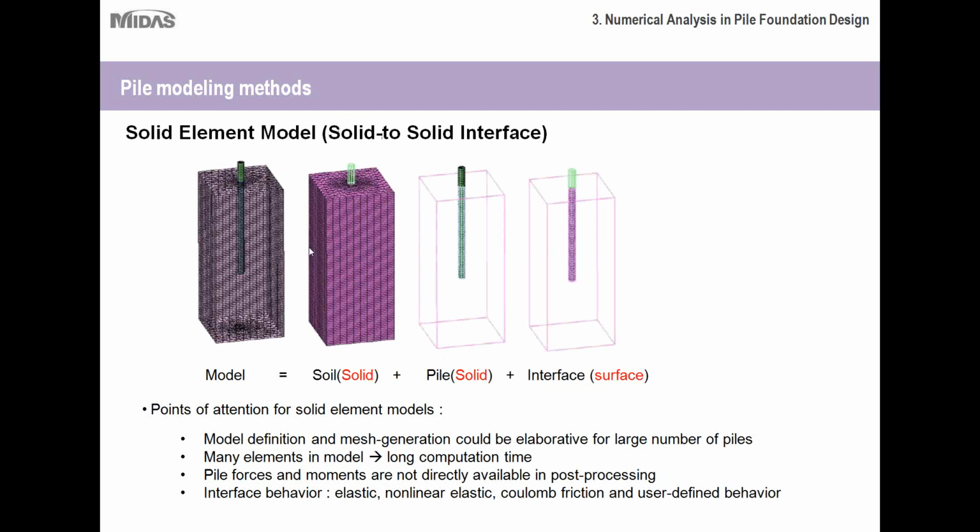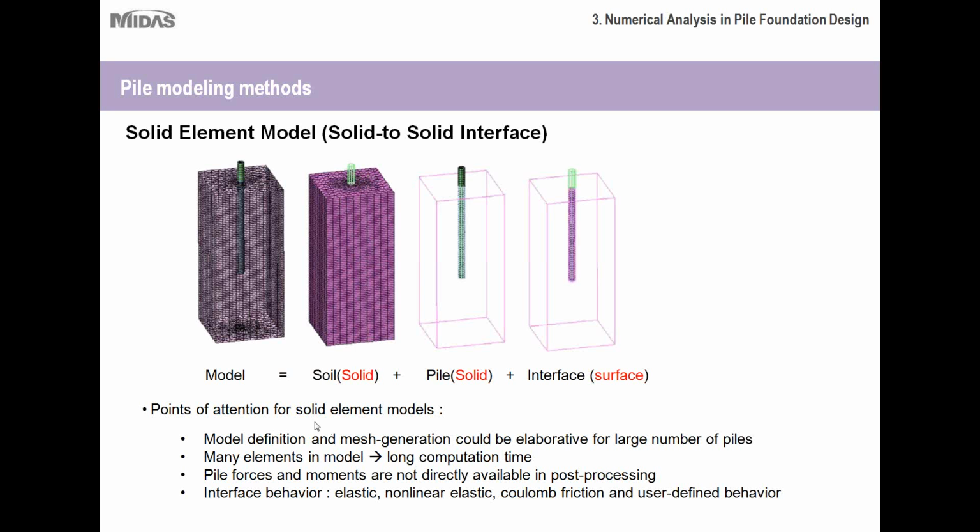As you can see, this model consists of a solid, which is modeled as a pile element meshed into a set of solids, as well as an interface, which is modeled along the surface. So the main thing to take from this analysis type is that the solid element, the pile, is modeled as solid elements.